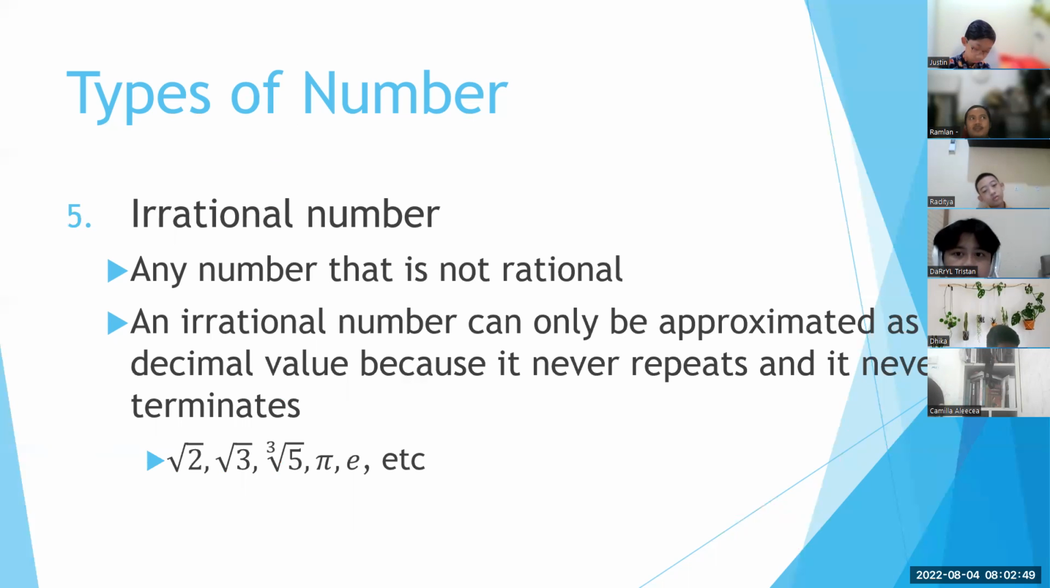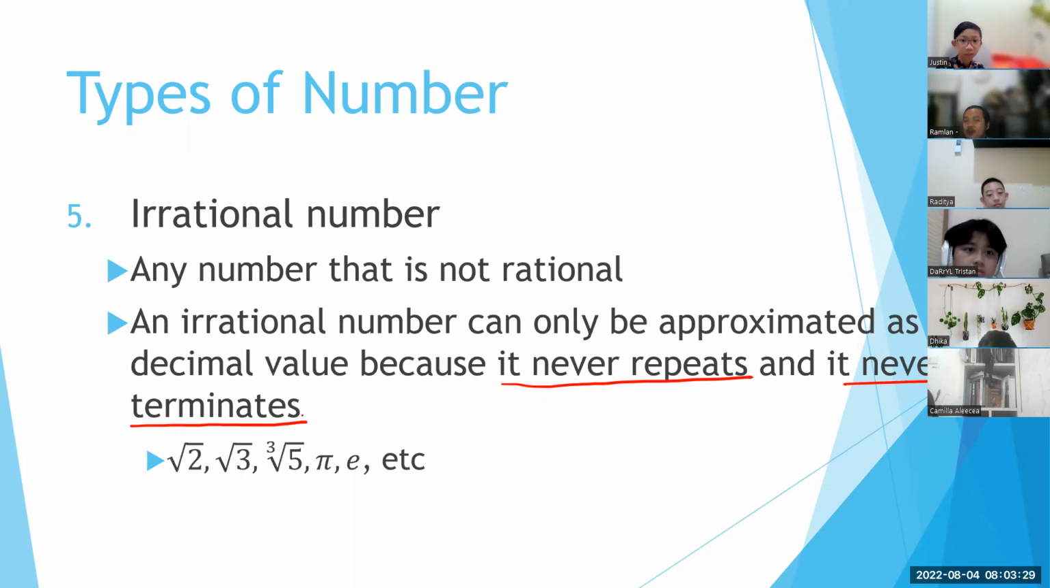Tadi decimal juga bisa jadi rational Pak, kalau diubah jadi fraction. Terus yang irrational yang kayak gimana? Okay, an irrational number can only be approximated as a decimal value because it never repeats and it never terminates. So these are going to be the keywords, guys. It never repeats and it never terminates. Maksudnya nggak akan selesai gitu. You can see it from the decimal number. You need to use the recurring decimal so it stops.